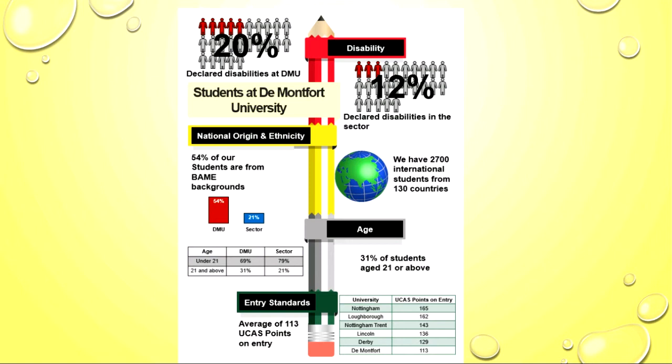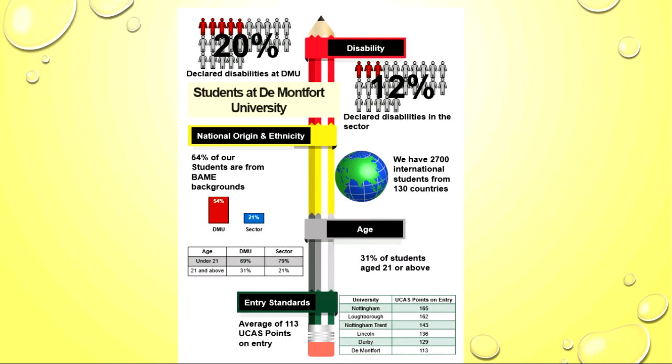So 54% students from BAME backgrounds, 20% declared disabilities at DMU, compared to 12% of students declaring disabilities in the sector. So we're above that national average for declaring disabilities. We've got 2,700 international students, we did have, we've got, now one of the interesting things that really jumps out at me here is around this bit at the bottom that talks about average UCAS entry points.